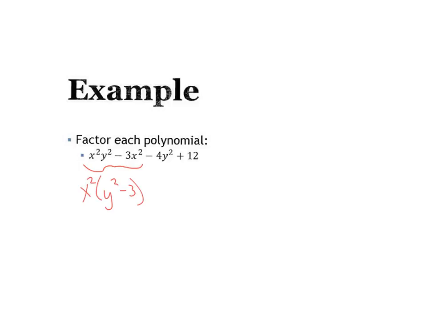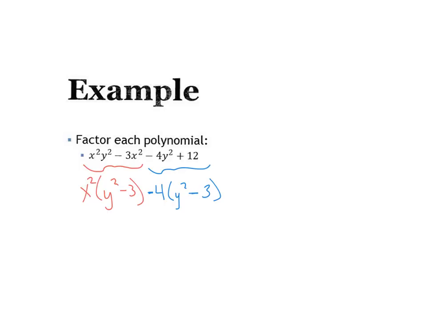Then I'm going to look at the second two terms. What do they both have in common? Well, they both have a 4. I'm going to ignore my sign here real quick. If I just pull out a 4, it's going to leave me with a y squared and a 3. But if I pull out a positive 4, it's going to leave me with a positive 3. So I really want to pull out a negative 4 so that I get a positive y squared and a negative 3. Make sure, if you distribute, do you get negative 4y squared plus 12?